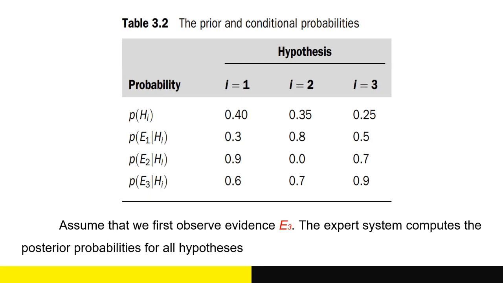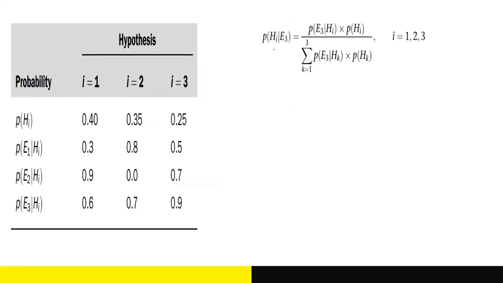So now we will look at the single evidence with multiple hypotheses, so we will use this equation. The probability of hypothesis i given evidence 3 is equal to the probability of evidence 3 given hypothesis i multiplied by the prior probability of hypothesis i, divided by the sum from k equals 1 to 3 of the probability of evidence 3 given hypothesis k multiplied by the probability of hypothesis k, where i is 1, 2, 3. So we will start with index i equal to 1.